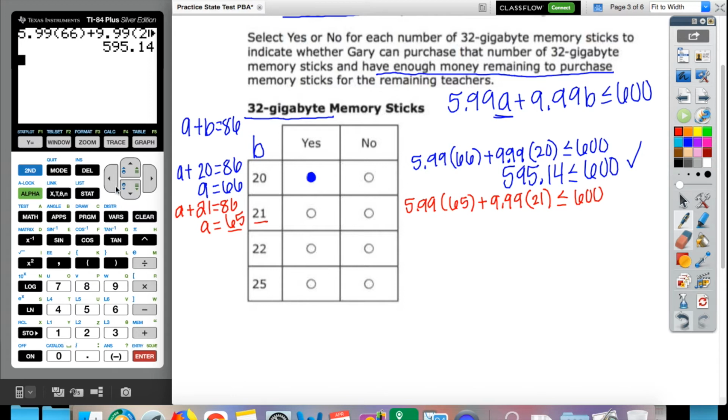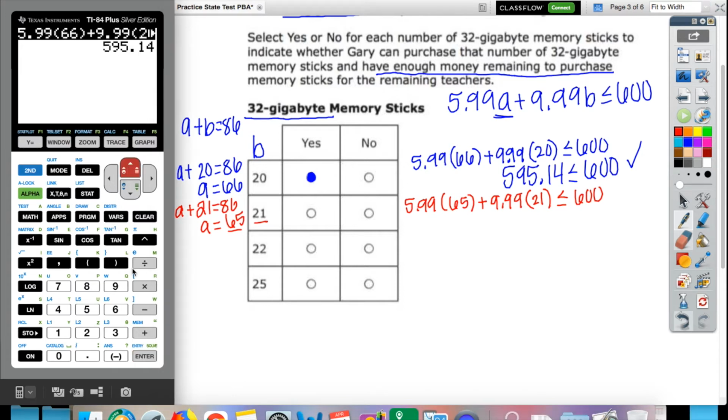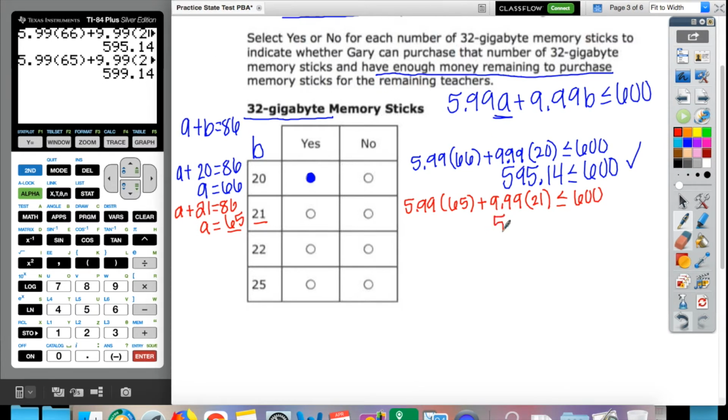Now remember from our calculator video, if you just go up to that equation and highlight it, hit enter, you can bring it back down and just change those numbers in parentheses. So I want 65 and 21. So I don't have to type the entire thing in again. And that gives me 599.14. Is that less than or equal to 600? Yes, which means he has enough money for those as well.